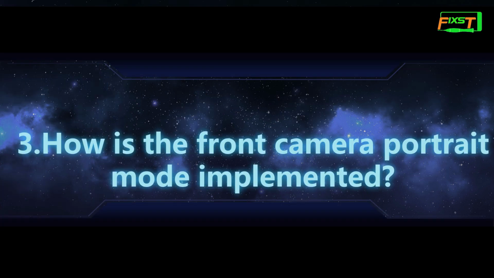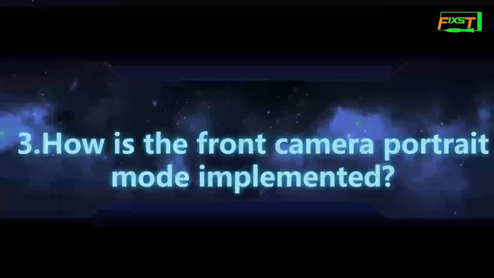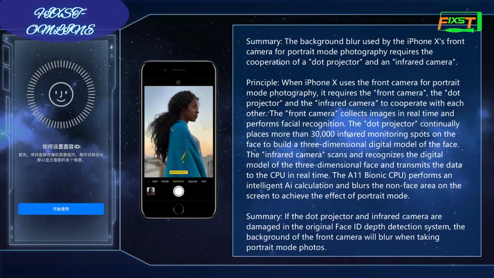How is the front camera portrait mode implemented? The background blur used by the iPhone X front camera for portrait mode photography requires the cooperation of a dot projector and an infrared camera. When iPhone X uses the front camera for portrait mode photography, it requires the front camera, the dot projector, and the infrared camera to cooperate with each other.